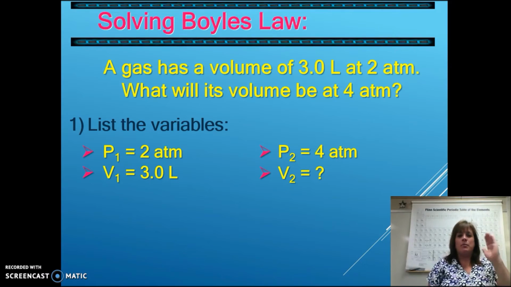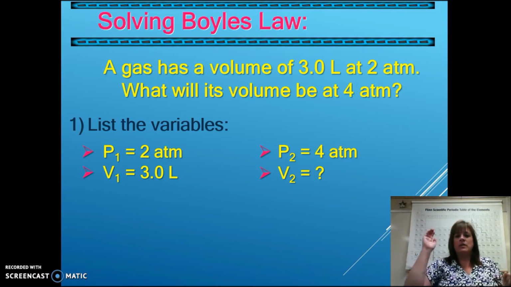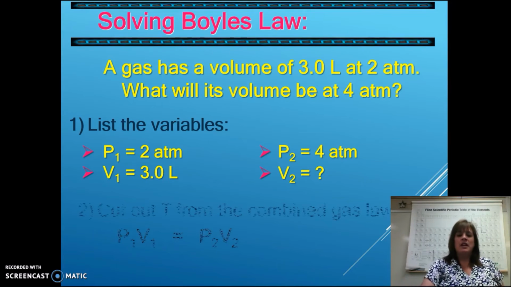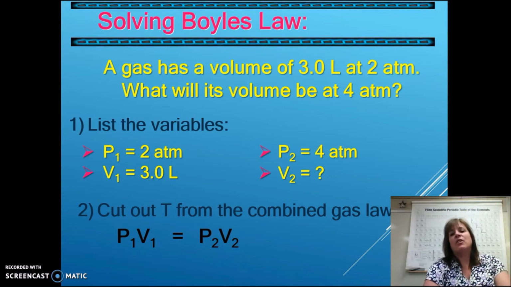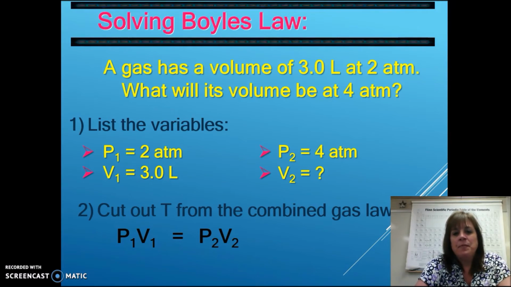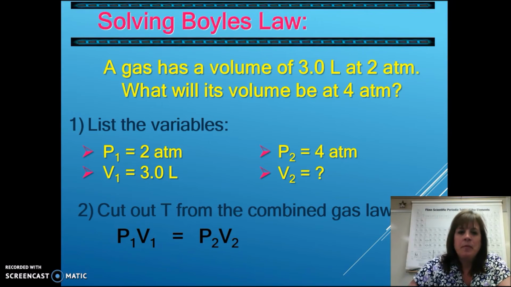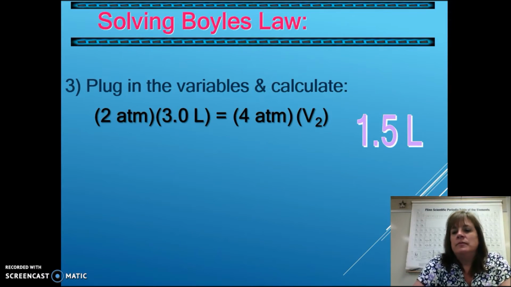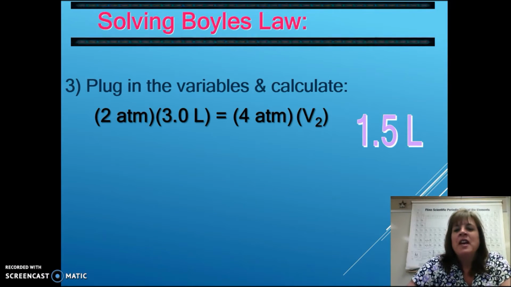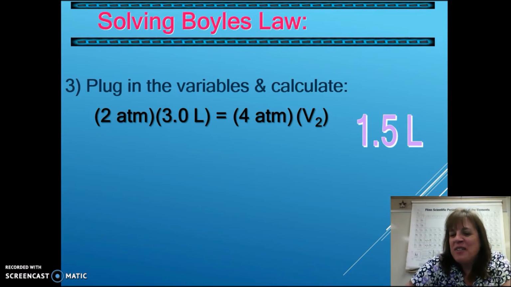Well, this is Boyle's Law. P1 times V1 is equal to P2 times V2. So plug that into our Boyle's Law equation, or just cut the temperature out of that combined gas law, and see if you can get the correct answer. Well, that's annoying. If you got 1.5 liters, you are correct.